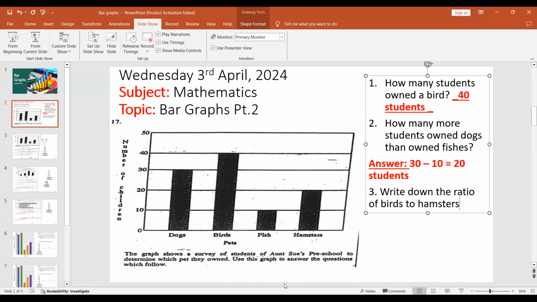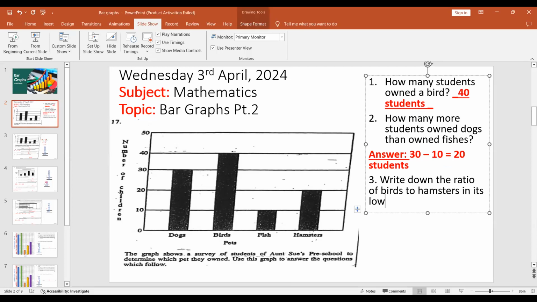Write down the ratio of birds to hamsters in its lowest terms. In its lowest terms.